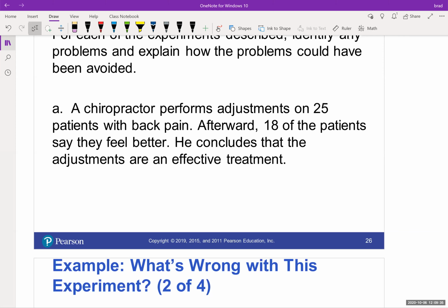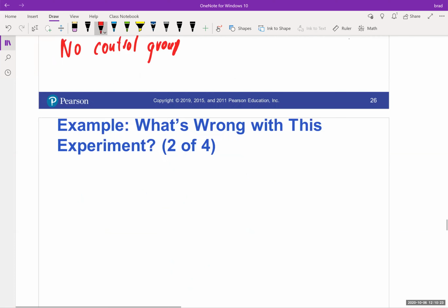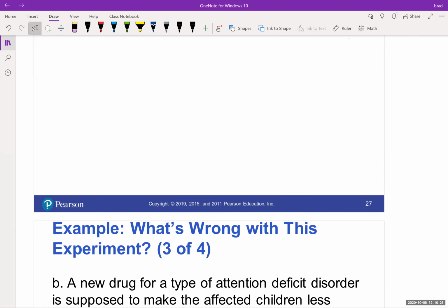Now, the problem is this isn't like giving a medication. People would obviously know that they're receiving back adjustments or something like that. Yeah, so this is definitely no control group. I would say that's the main problem. It's kind of hard, and again, not always is there a way to have a control group, but this would be a case where, not having a control group, you don't know if maybe people just got better without chiropractic or without the help of a chiropractor. Maybe the pain just went away on its own. So that's something that you want to definitely think about for that problem.